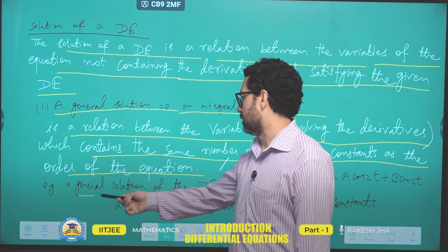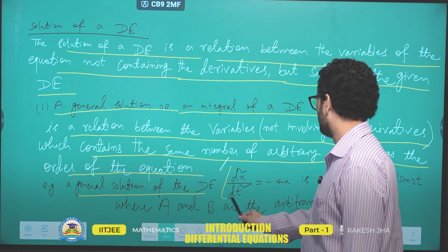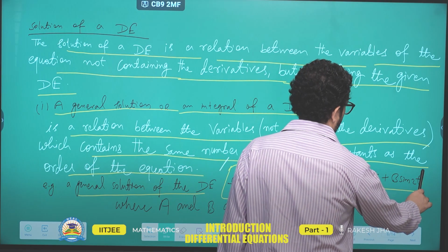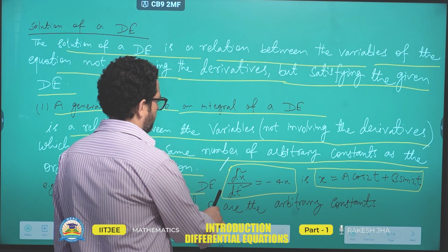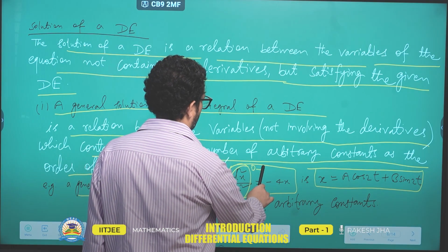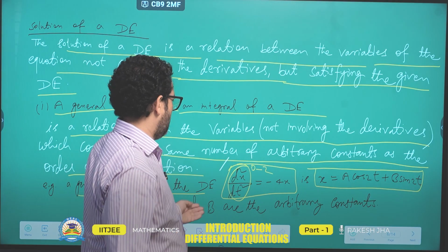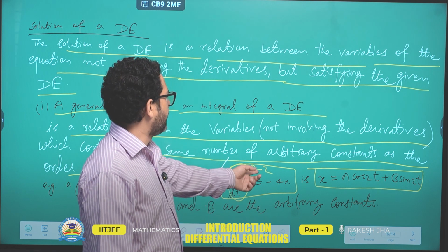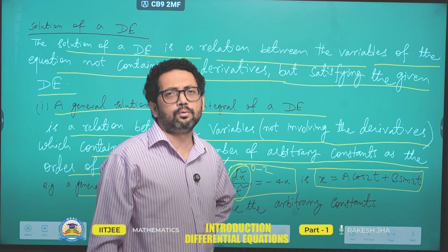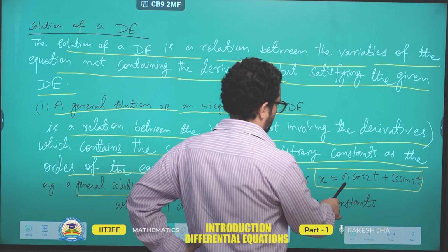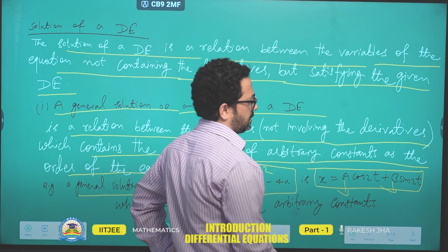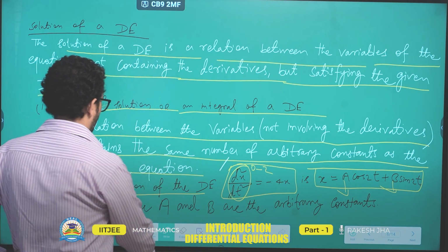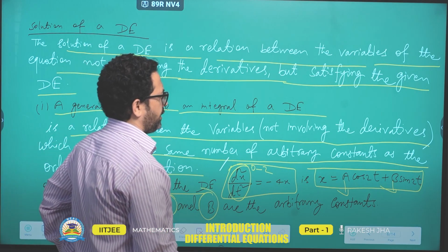So here a general solution of this differential equation is x is equal to a cos 2t plus b sin 2t. Here we find what the order is. Order is 2 here, and degree of course 1. Degree is nothing but the exponent of the highest order derivative. So here order is 2. It means that there should be 2 arbitrary constants, and we can see here a and b are the 2 arbitrary constants in the solution of the given differential equation. So a and b are nothing but the arbitrary constants.